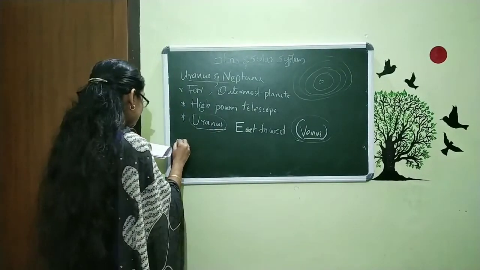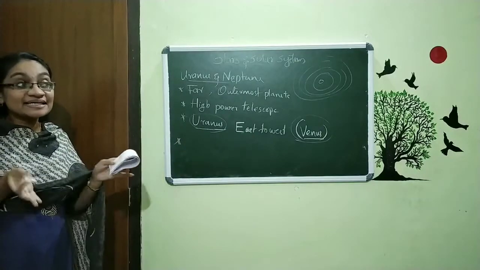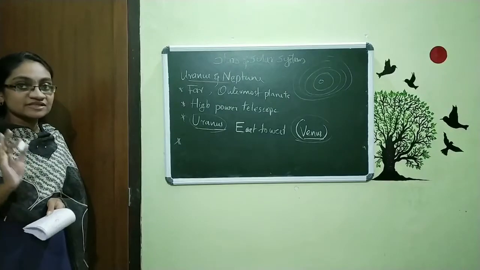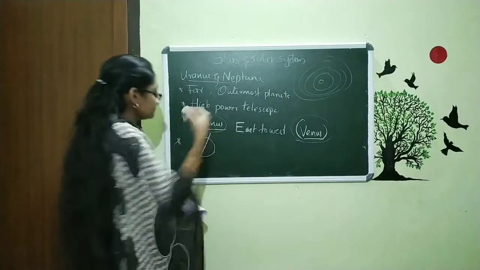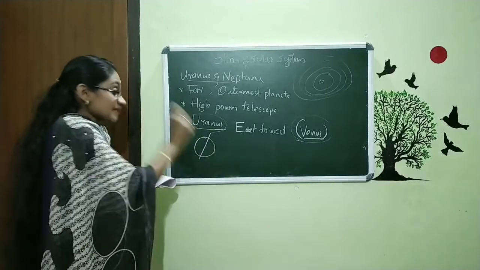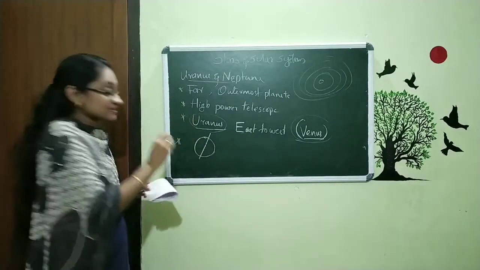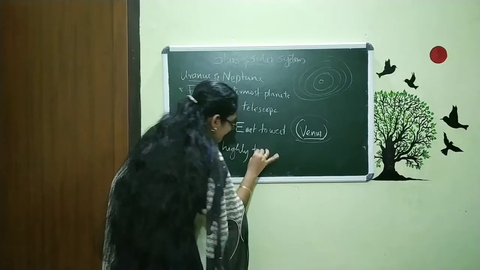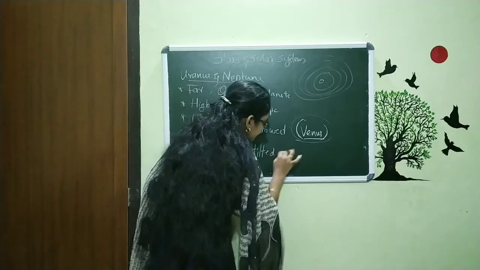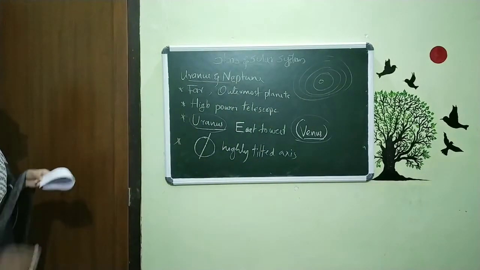And the other thing is this. The rotational axis is highly tilted. When we talk about the Earth, we said that it has a tilt for the axis, and so this axis for Uranus is also highly tilted. Highly tilted axis.